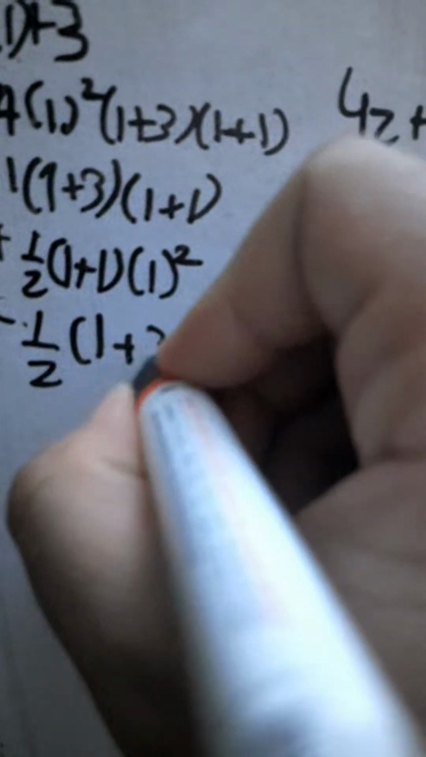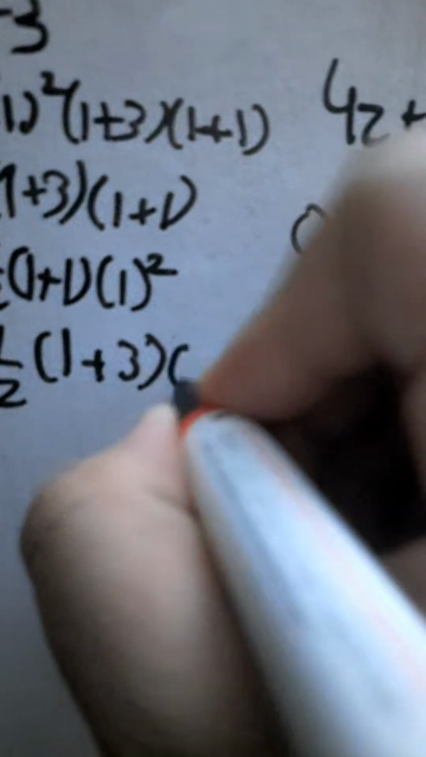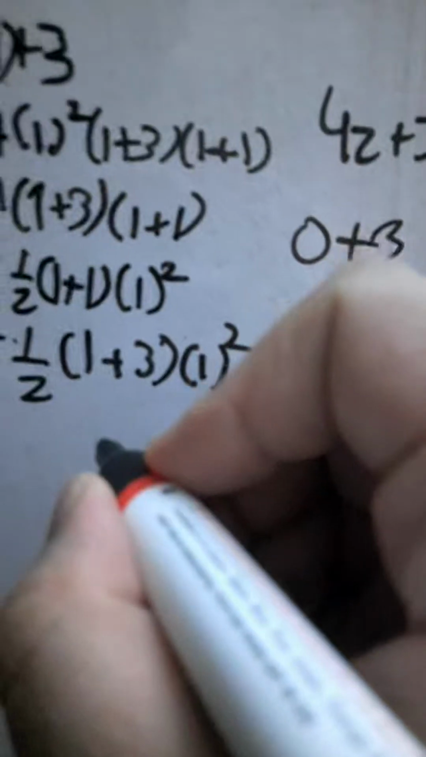We would write half here in place of c. Then z plus 1, so that is 1 plus 1, then 1 square, plus d, we found out, which is minus half. So it would be plus minus minus, opposite signs, minus half into z plus 3, z is 1, so 1 plus 3 into z square, which is 1 square.